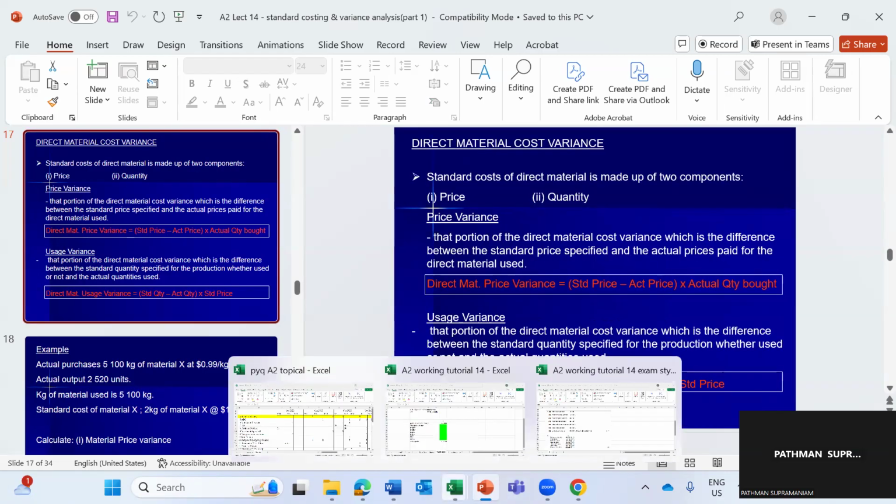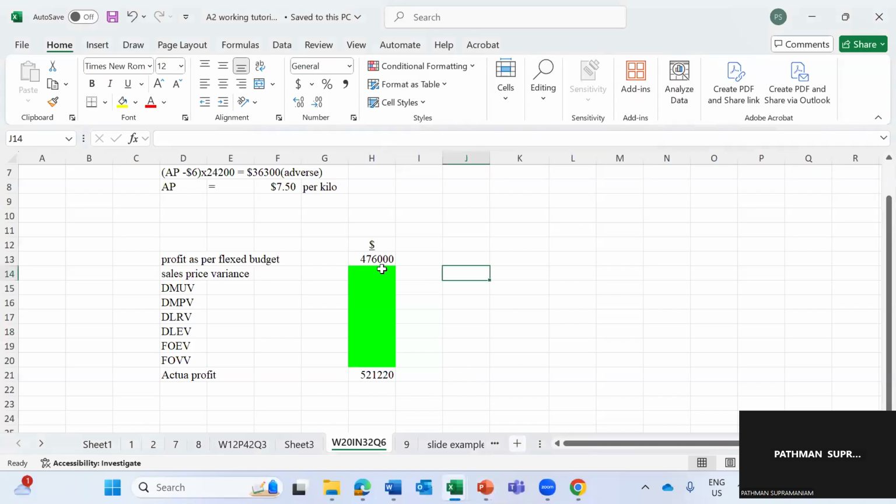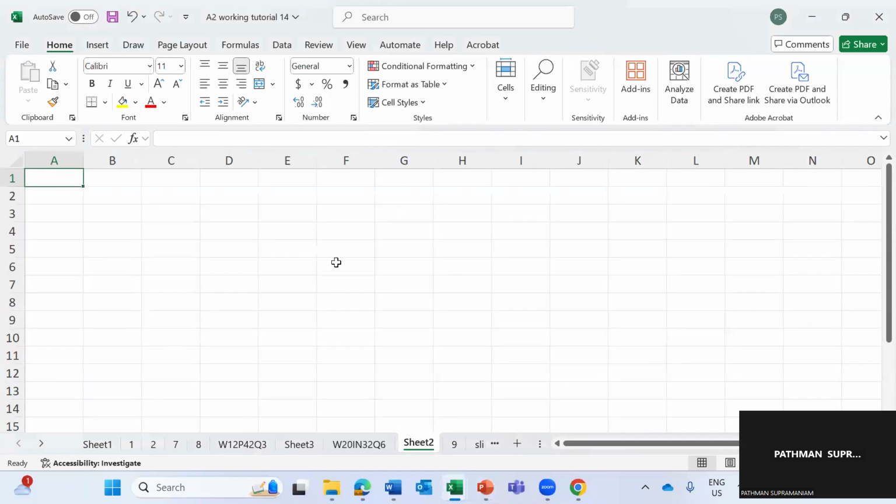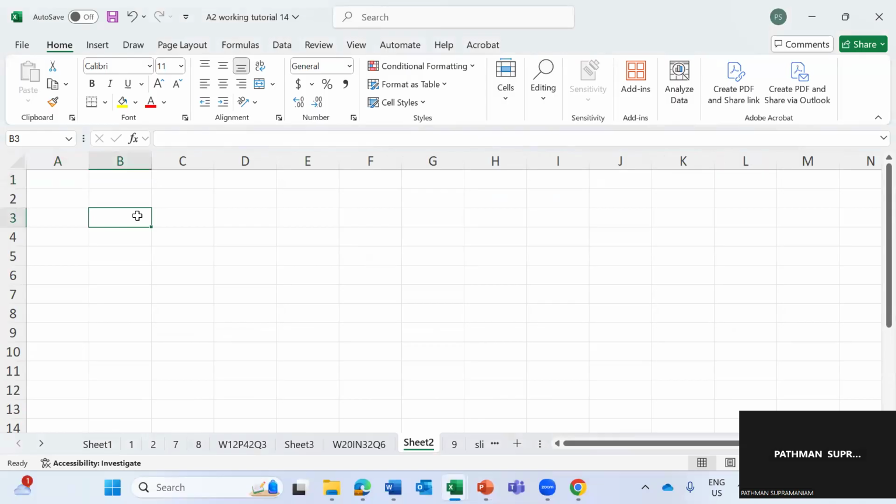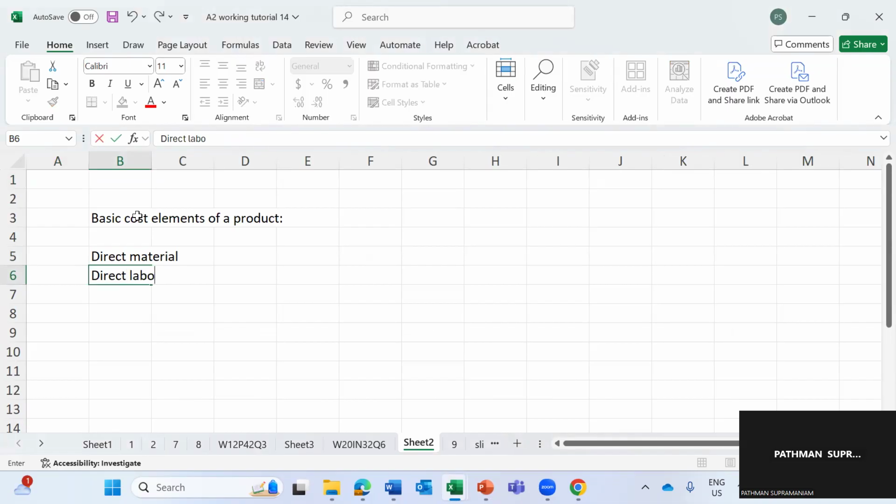direct material. Now, basically what I'm doing is I'm analyzing the cost, okay? And if you remember from your AS work, the basic cost elements of a product is direct material. Then we have direct labor, right? Then we have direct expenses. And then we have the overheads.